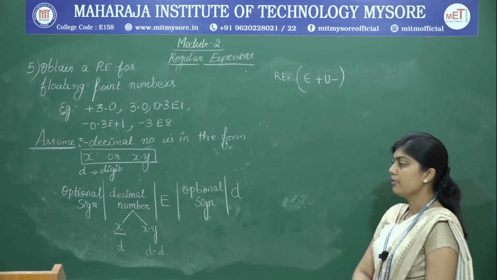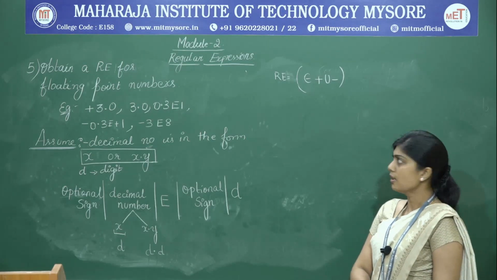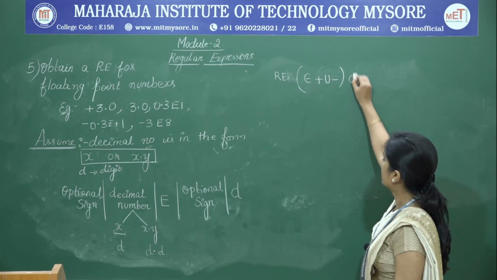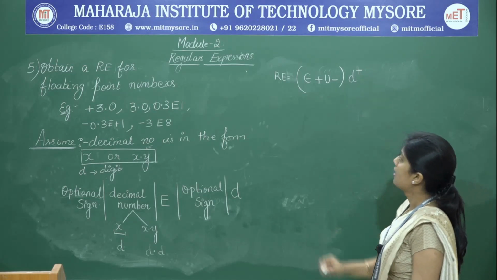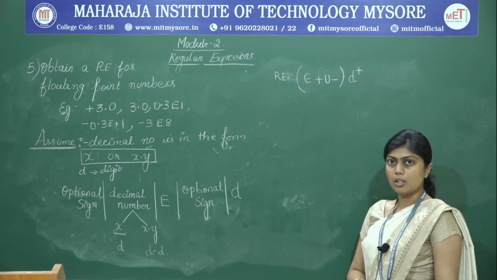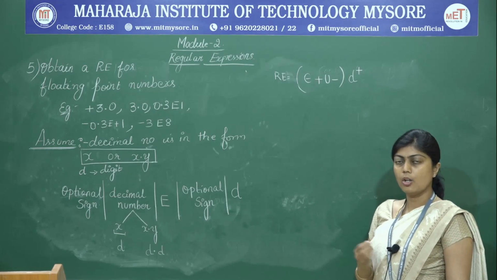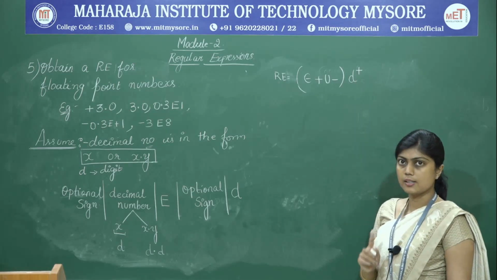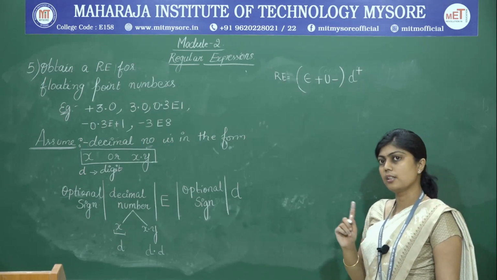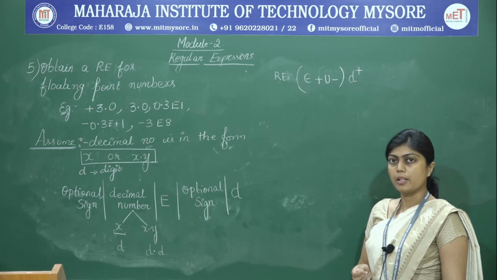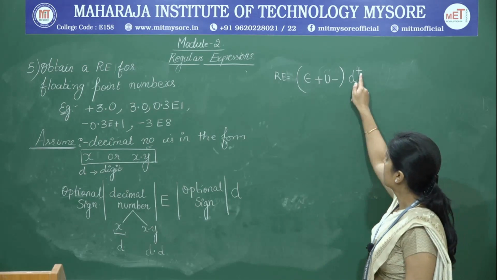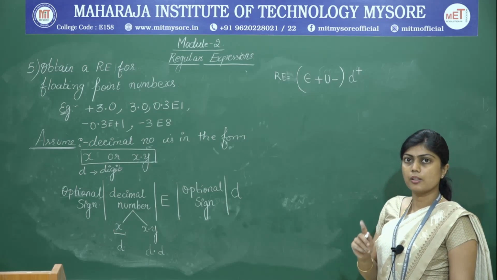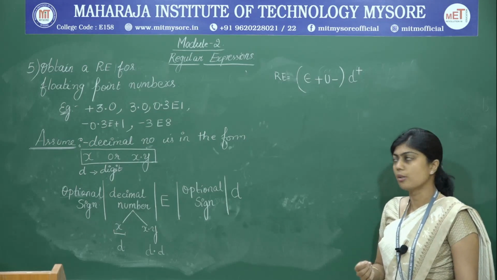And after that we have the decimal number. This decimal number is nothing but d plus. I write d plus because there has to be one or more digits. Therefore, we do not use a star here, which says 0 or more, as it does not comply with the rule of framing floating point numbers. So it is d plus. At least one digit has to be there, but it can be more also.